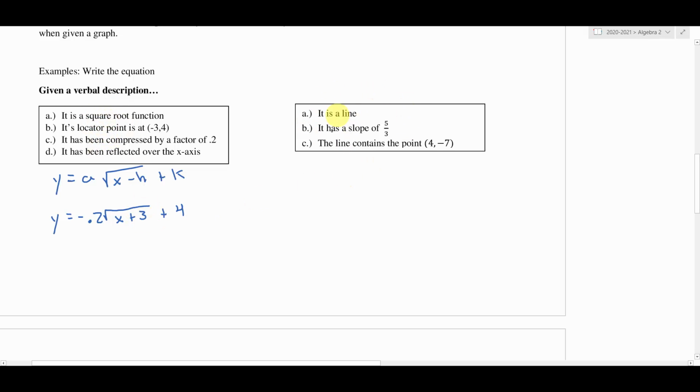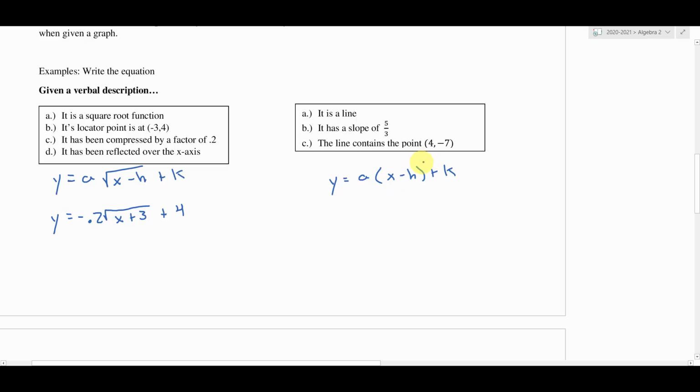Okay, so let's try this one. This one says it is a line, and if I go back up to my table and reference the graphing form of a line, we have y equals a parentheses x minus h plus k. All right, so the line looks a lot like the quadratic and the cubic. There's just no exponent up here.